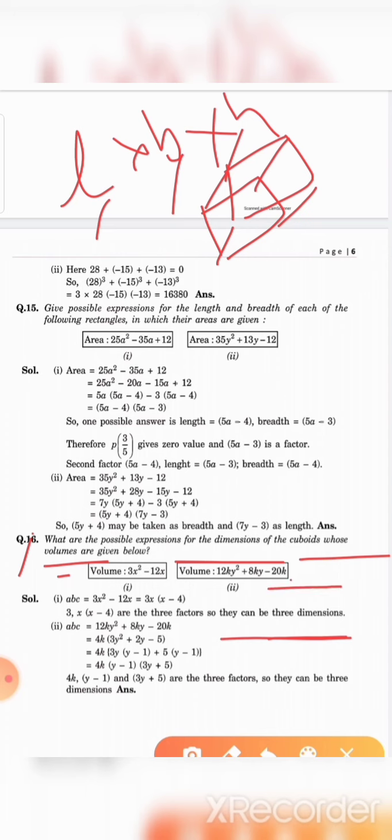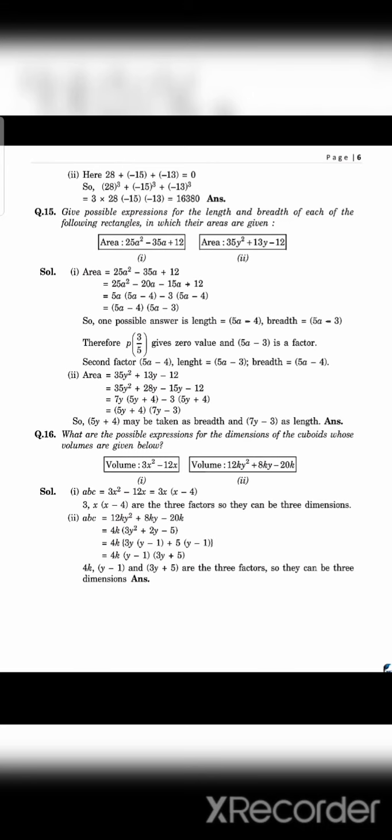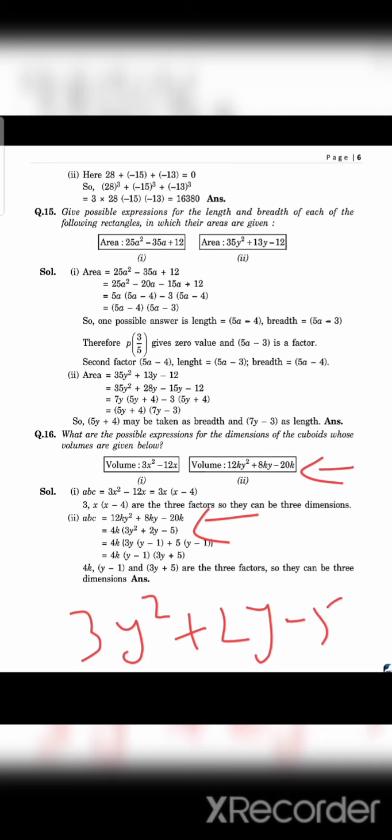And next the polynomial is 12ky square plus 8ky minus 20k. So we first find the factors of this polynomial. For that, first we see that 4k is common in all terms. So we take out 4k from all three terms, and in the bracket the rest is 3y square plus 2y minus 5. Now we factor our polynomial 3y square plus 2y minus 5 by the splitting the middle term method.